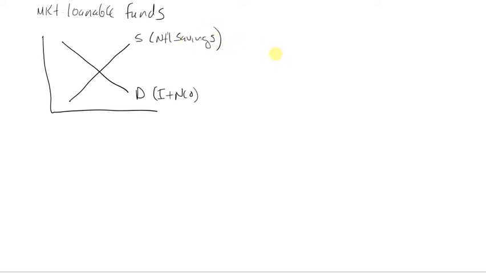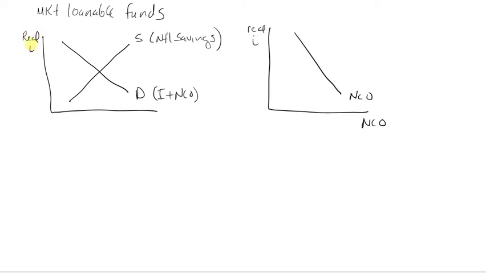And we said that the connecting variable is NCO. So here we have NCO. Here we have the real interest rate. Here we have the real interest rate as well. Here we have the quantity of funds. And in this is NCO. This is the market for foreign currency exchange.